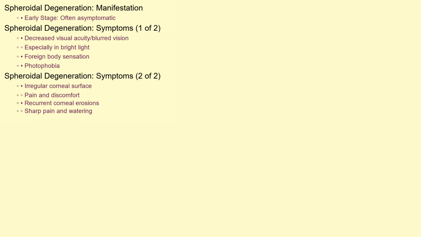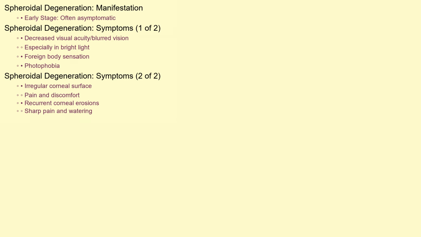It tends to affect older individuals, typically appearing after the age of 50, although it can occasionally occur in younger people. Men are statistically more likely to be affected than women. People who spend a lot of time outdoors are at an increased risk due to increased UV exposure. So, how does spheroidal degeneration manifest itself?